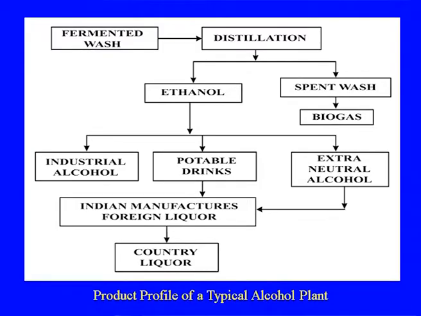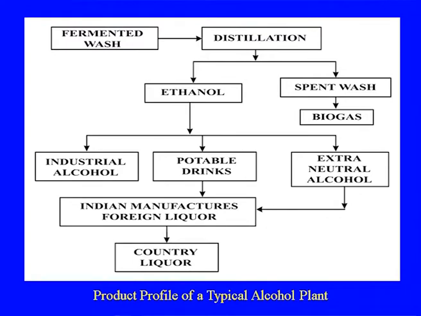This is the flow diagram of the various products of a molasses based chemical plant. This is the product profile of the ethanol: the fermented wash, distillation, so we are getting the ethanol, and the spent wash is going for the biogas generation, which I was telling. After the biogas generation, the effluent that we generate goes to further treatment.